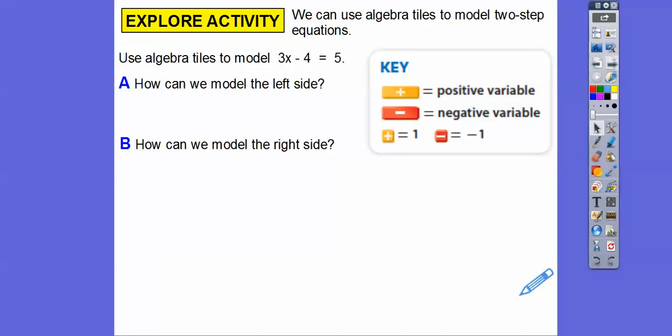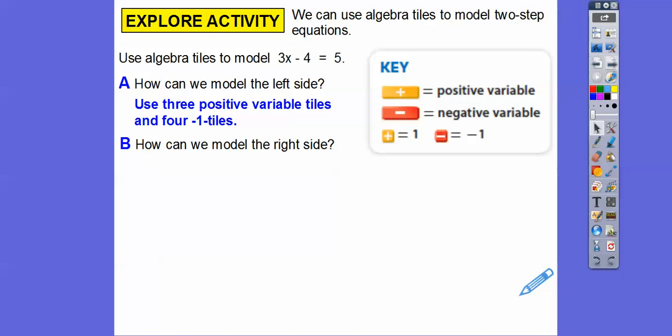So, for example, let's use algebra tiles to model 3x minus 4 equals 5. Remember, these are our x's. We'll use this if it's positive. So we'll use 3 of these positive x values. How can we model the left? We'll use 3 of these positive x values, and then we have a minus 4, so we'll use 4 of these minus 1 tiles right here, okay? So use 3 positive variable tiles and 4 minus 1 tiles.